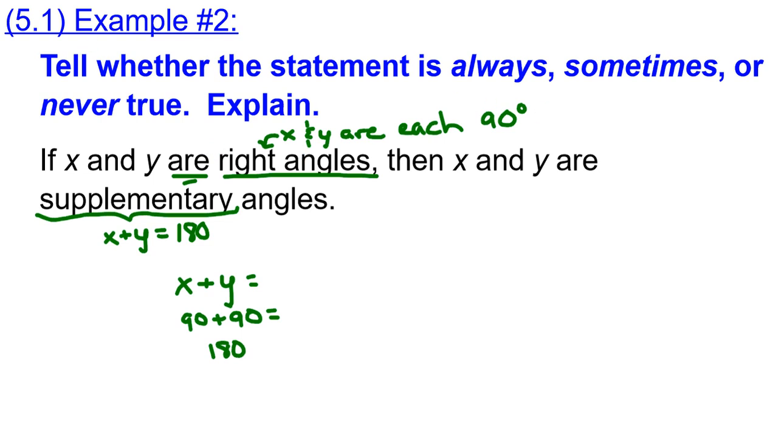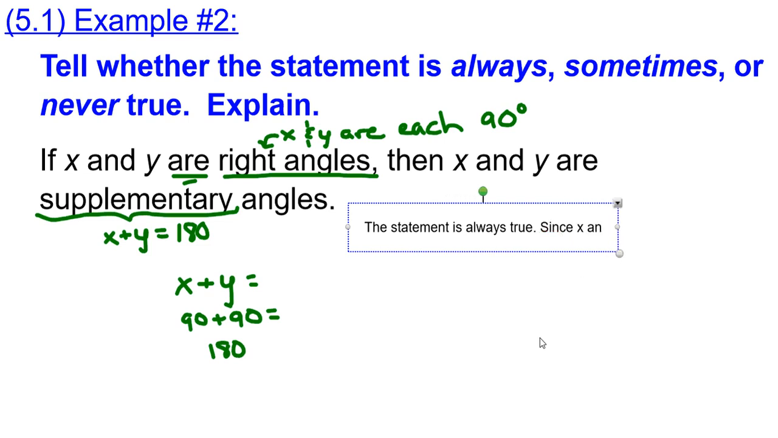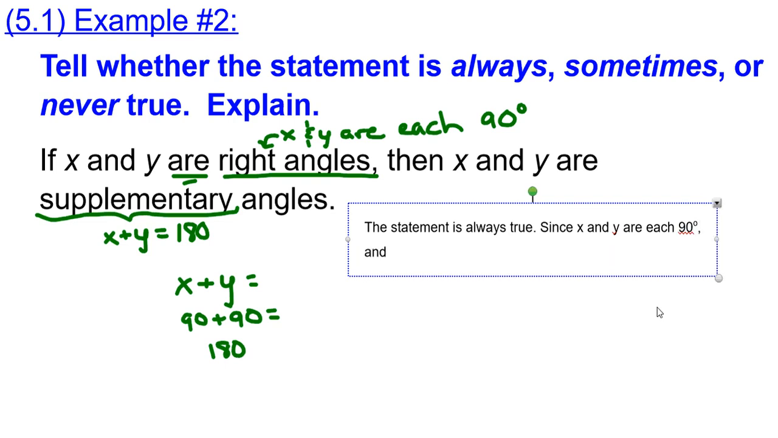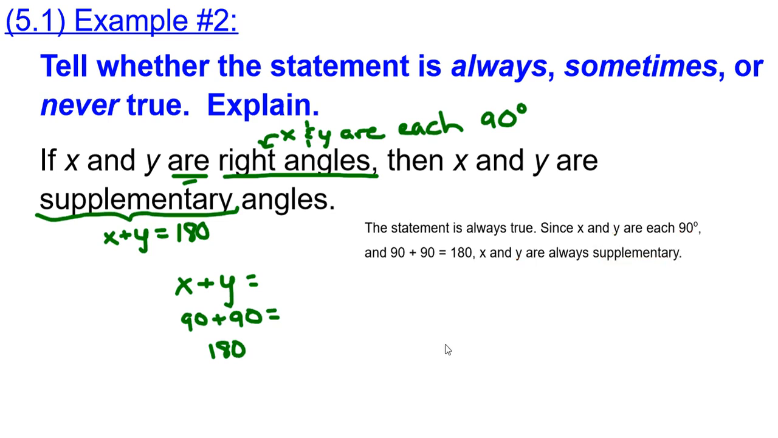So in this one, I'm going to say the statement is always true. Since x and y are each 90 degrees, and 90 plus 90 equals 180, x and y are always supplementary. So again, the statement is always true since x and y are each 90 degrees and 90 plus 90 equals 180, as we saw right here. x and y are always supplementary.